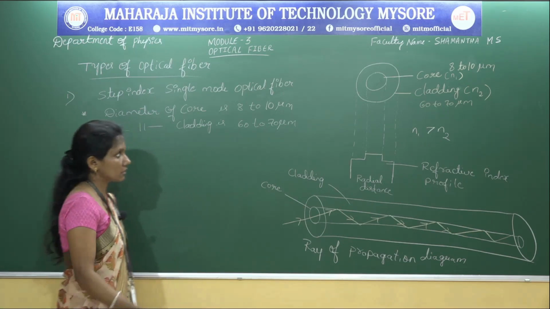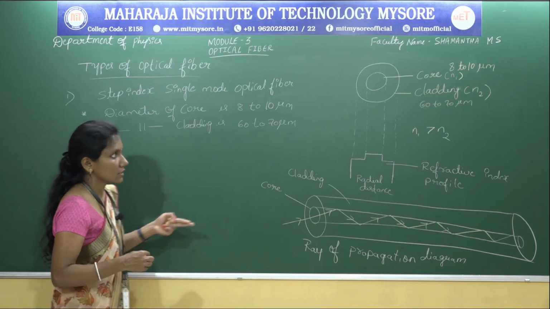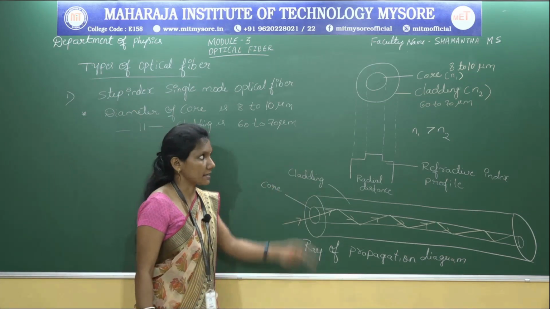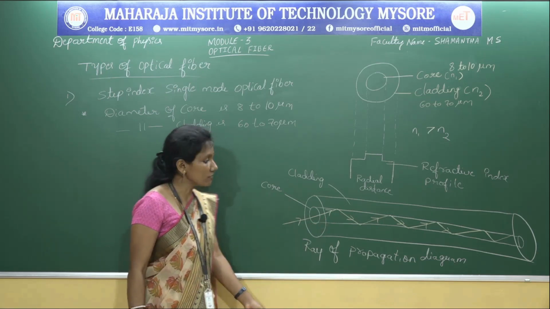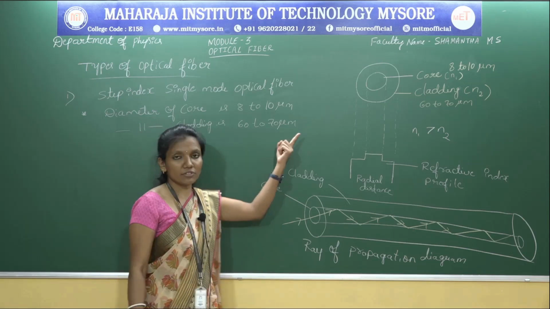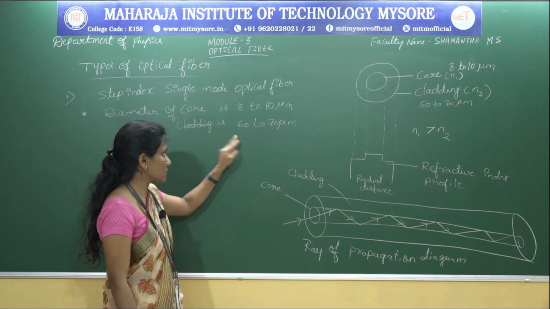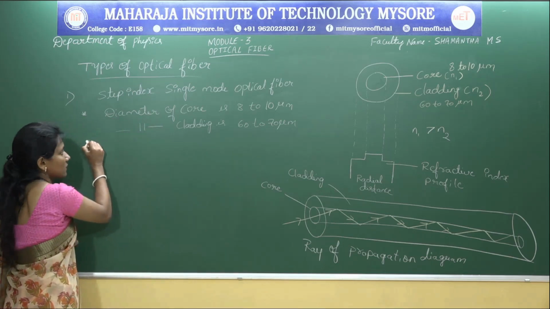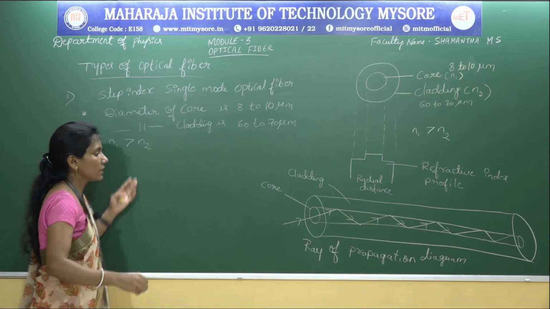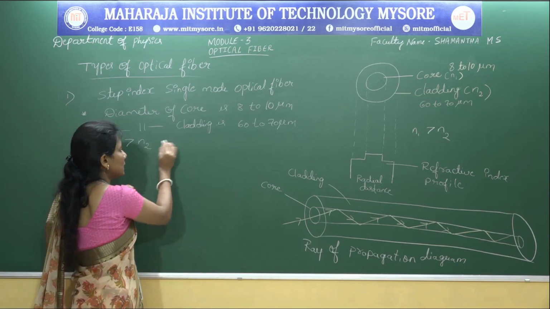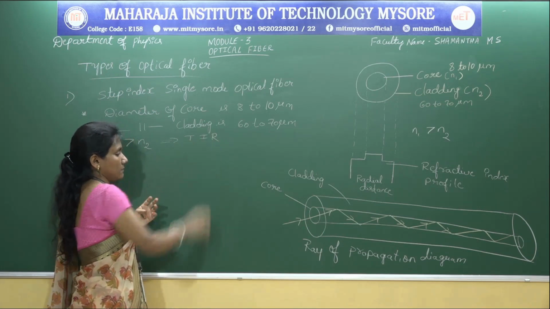And here the core refractive index is N1 and the cladding refractive index is N2. So the refractive index of the core is always greater than the refractive index of the cladding. Diameter of the core and the cladding is over. The refractive index N1 is greater than N2, so then only total internal reflection takes place inside the optical fiber.